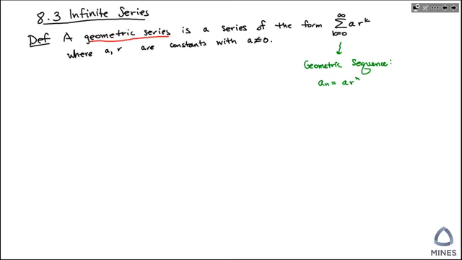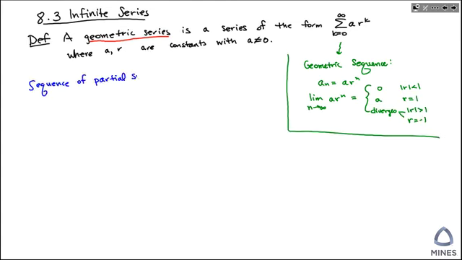Now let's recall from the previous section what happens to geometric sequences. The limit is either 0 if the absolute value of r is less than 1, it's a if r equals 1, and our sequence diverges for absolute value of r greater than 1 or r equal to -1.